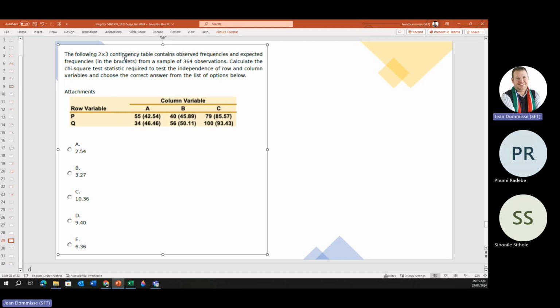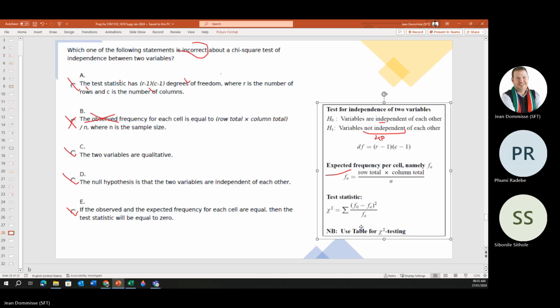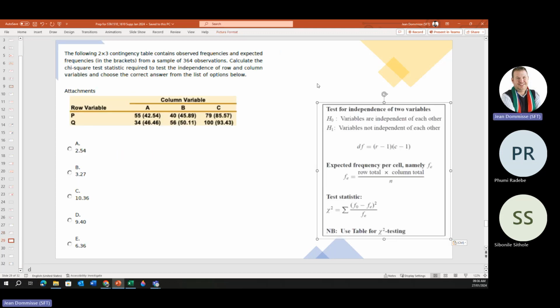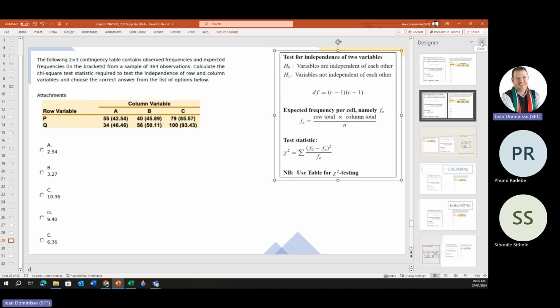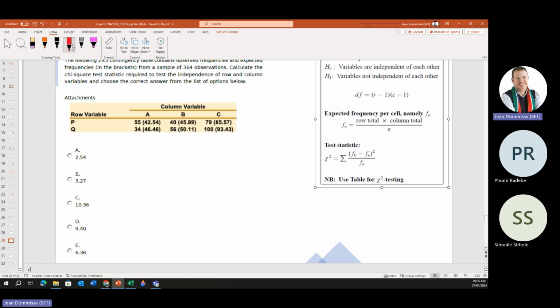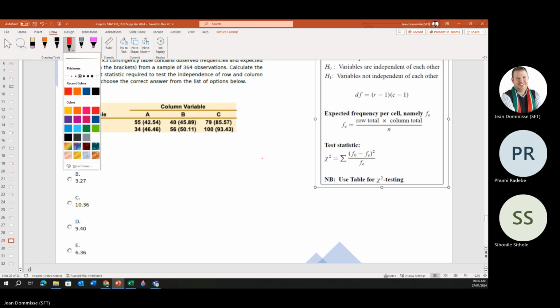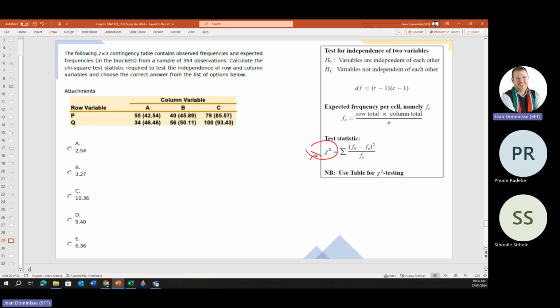The following 2x3 contingency table contains observed frequencies and expected frequencies from a sample of 364 observations. Calculate the chi-square test statistic required to test for independence. Okay, so they want us to nearly do that. That is what they want us to do.